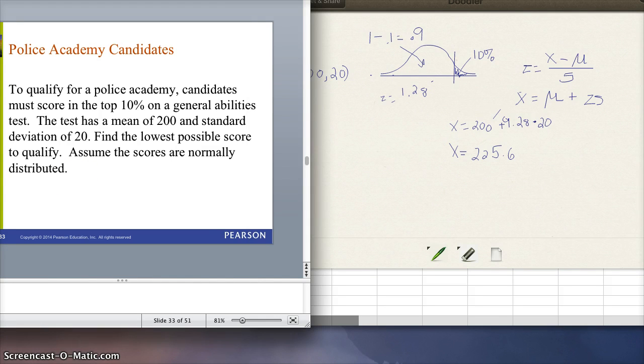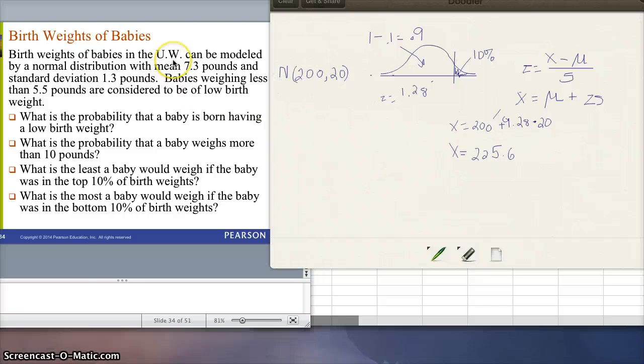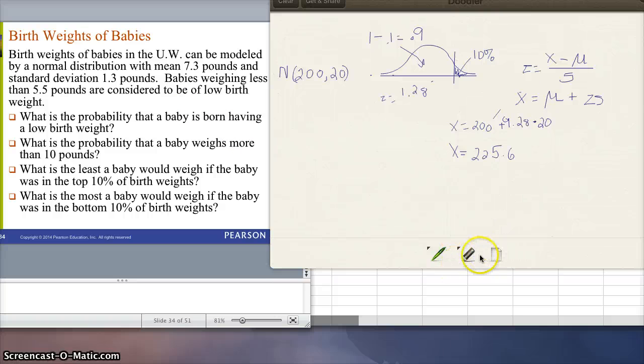Let's try the next one about babies' birth weights. Birth weights of babies in the United States, I think that's supposed to be an S, can be modeled by a normal distribution with a mean of 7.3 pounds and a standard deviation of 1.3 pounds. Babies weighing less than 5.5 pounds are considered to be of low birth weight.